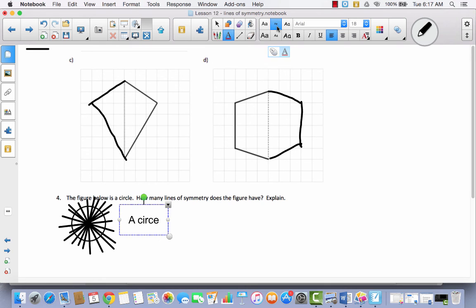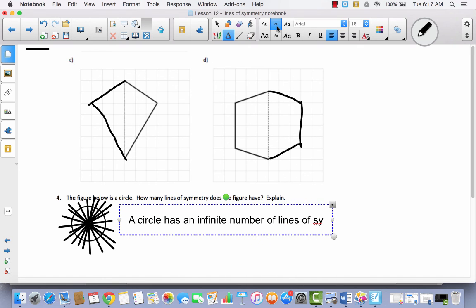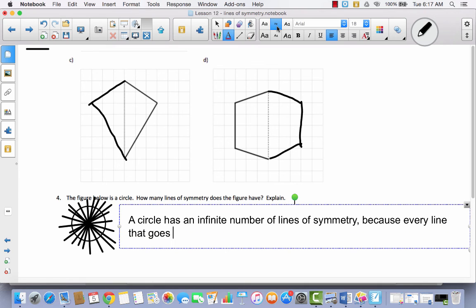A circle has an infinite number of lines of symmetry, and it says to explain, so I'm going to say because every line that goes through the center of the circle is a line of symmetry.